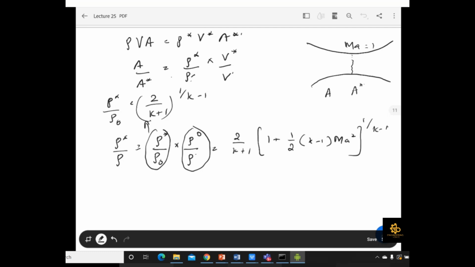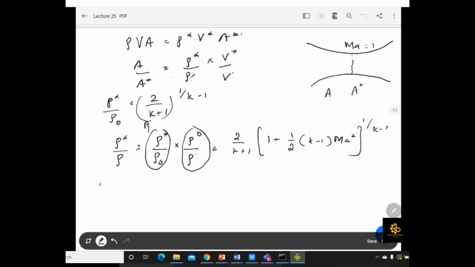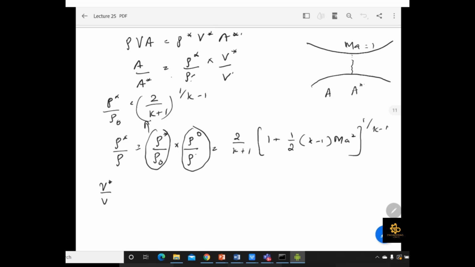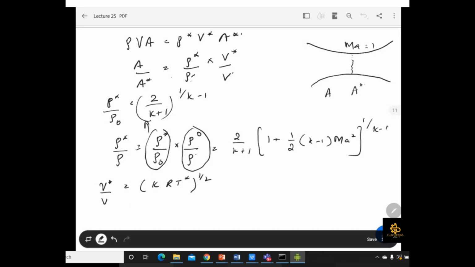In order to find V star by V, V star divided by V, we can simply write that this is k R T star to the power 1 by 2, because it is the square root of kRT, which we already saw.